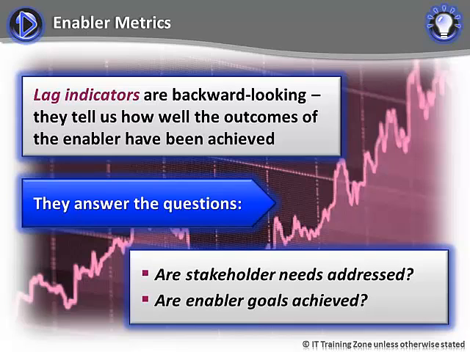The enabler metrics are of 2 types, known as lag indicators and lead indicators. Lag indicators are backward-looking. They tell us how well the outcomes of the enabler have been achieved. They give answers to the questions, are stakeholder needs addressed? And are enabler goals achieved?